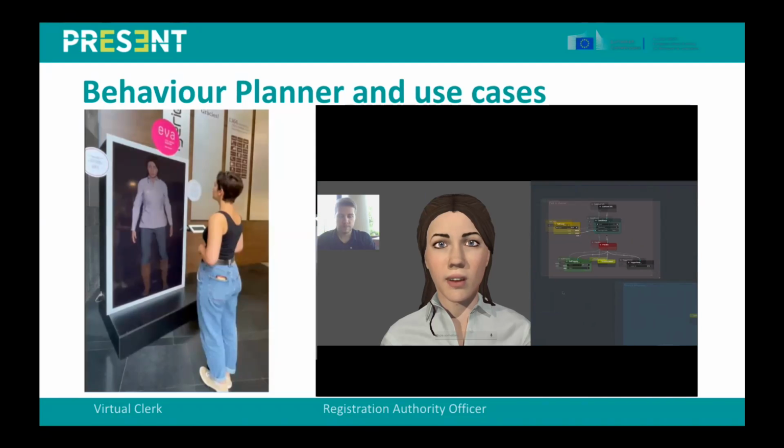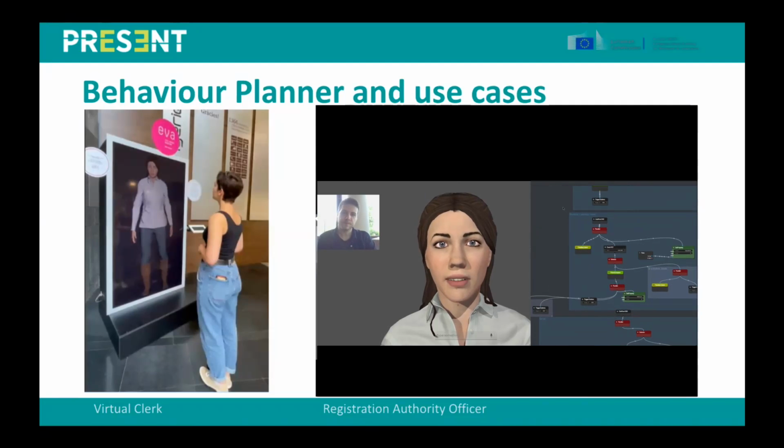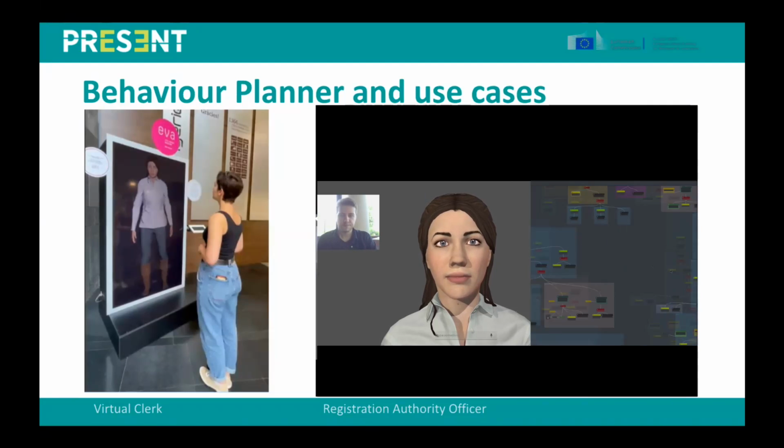The Behavior Planner is a web application that uses modified decision trees to determine the behavior of a conversational agent. The trees are presented as a graph in the web editor to provide visual support with which to design complex behaviors using a node-based programming approach.